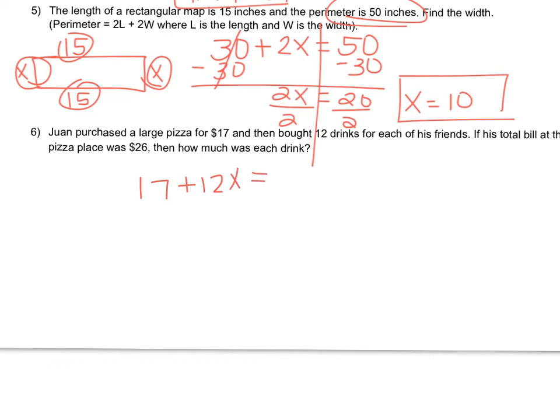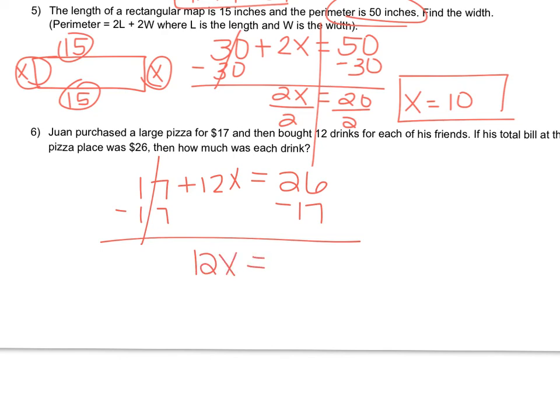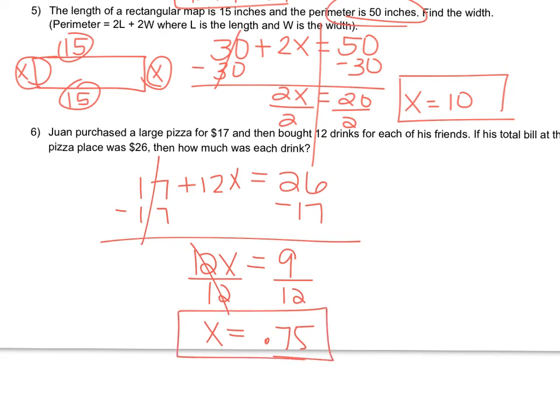This whole thing equals, his bill was $26. So now I'm going to go ahead and solve, and I'm going to subtract 17. So I have 12x equals 26 minus 17, which is 9. And if I divide by 12, 9 divided by 12 is 0.75. Now I mentioned in class that I didn't like decimals, but when we're talking about word problems, decimals are okay because that relates it to money. So each drink cost how much? 75 cents.